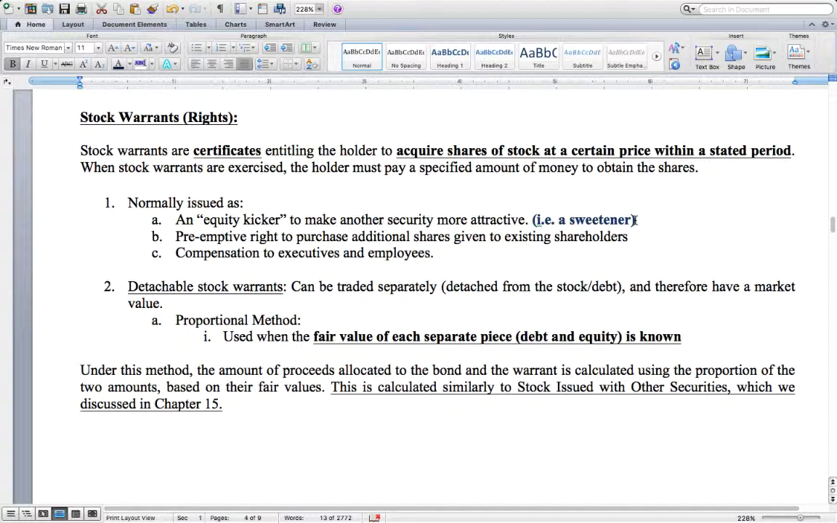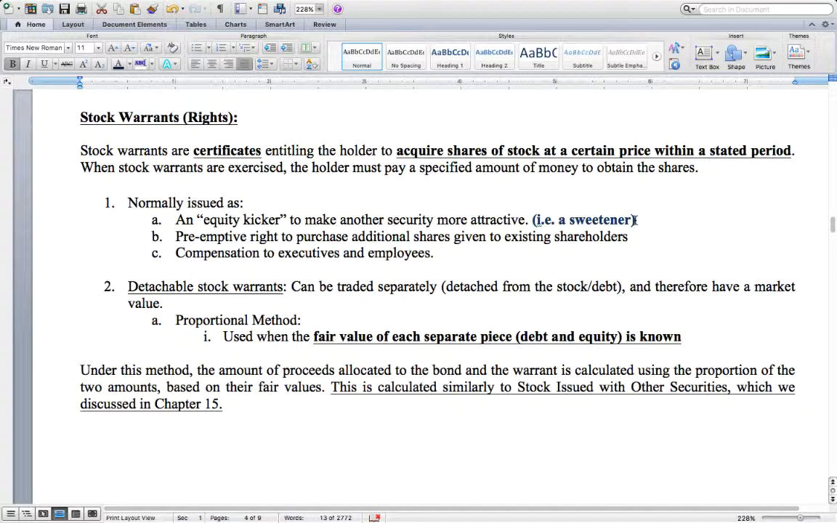Also issued normally with the preemptive right to purchase additional shares given to existing shareholders, and then also as compensation to executives and employees. This is a very common thing that employees will receive, like CEOs of companies. They will receive lots and lots of stock warrants which entitle them to obtain shares at certain prices in a certain period. Usually these prices are favorable to the person purchasing these shares.